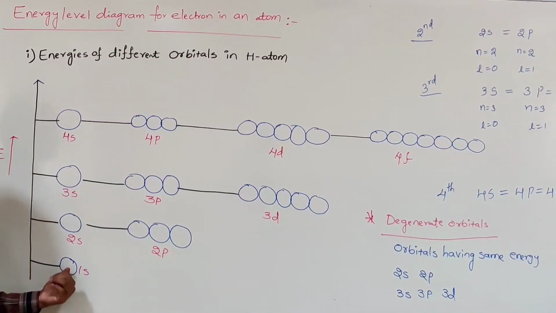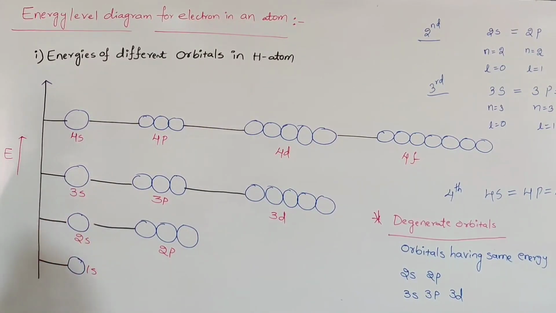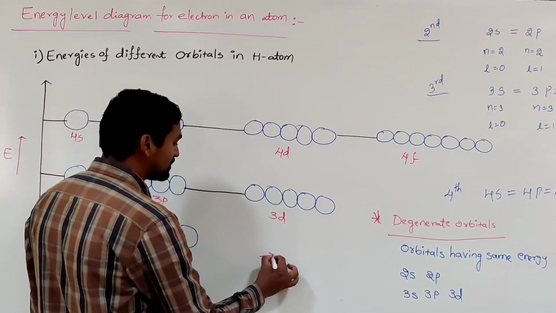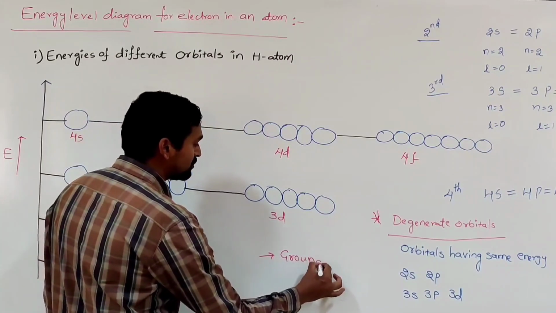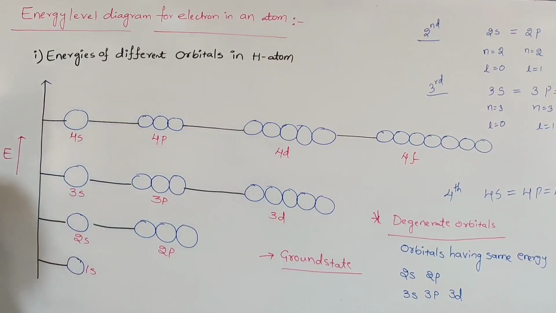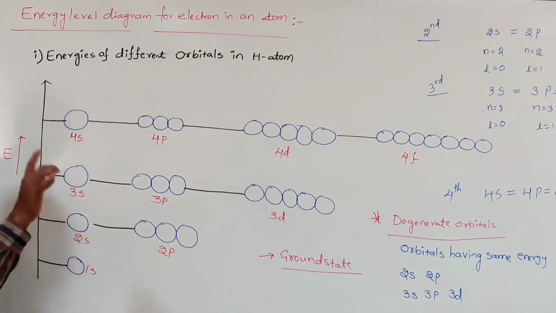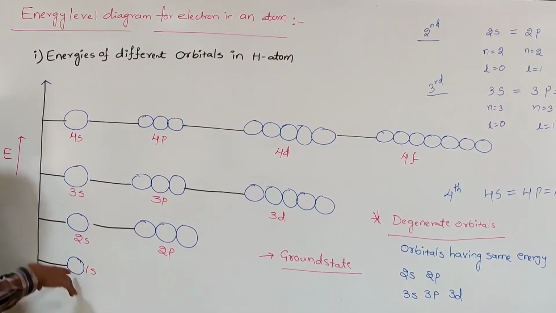The electron present in the 1s subshell corresponds to the most stable state. Most stable state means it has the lowest energy. Wherever the state is most stable and has the lowest energy, we always call it the ground state. So in the hydrogen atom, the electron present in the 1s orbital corresponds to the most stable, low-energy state. That is why the electron in the 1s orbital is said to be in the ground state.